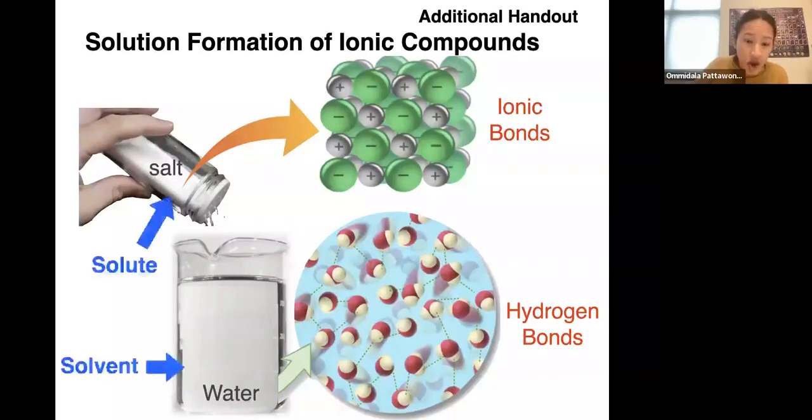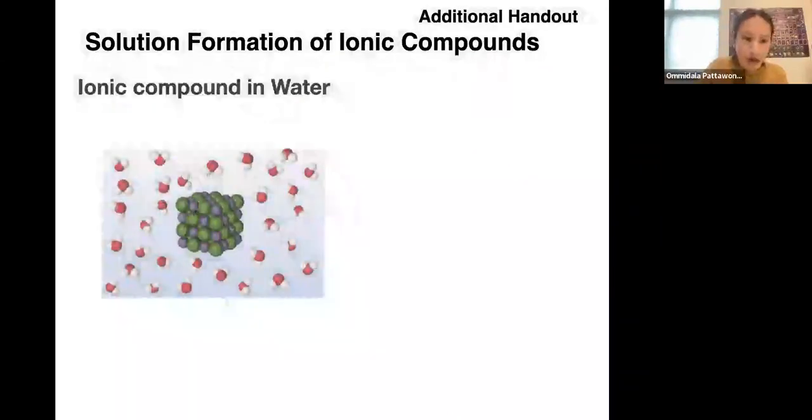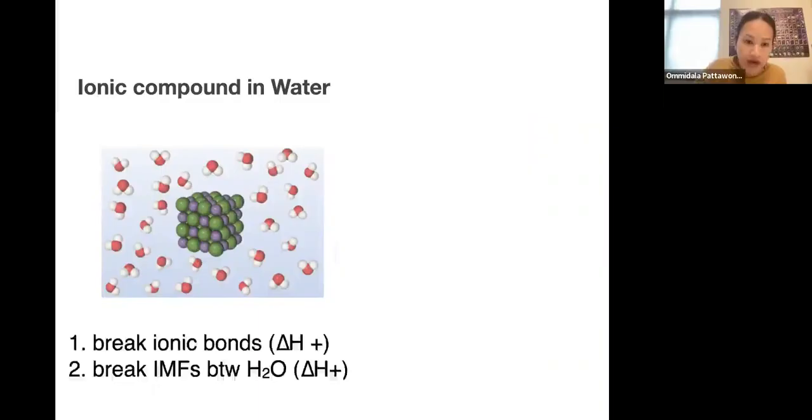The salt that is added to water is the solute, and water is the solvent. Now let's take a look at the microscopic picture of an ionic compound in water. When the salt crystal is in water, the first thing that needs to happen is that the ionic compound will need to break its bonds. The bonds within the ionic compound need to separate so that the ions separate into cation and anion. That process requires heat, so breaking the bonds of the ionic compound is an endothermic process.